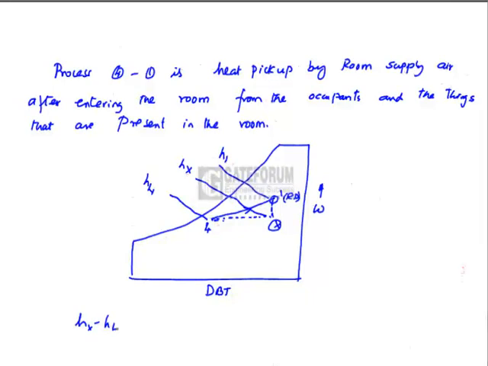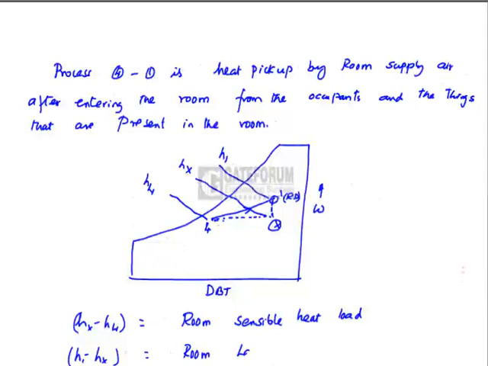Hx minus H4 is room sensible heat load. H1 minus Hx is equal to room latent heat load. This is abbreviated as RSHL or LHL.